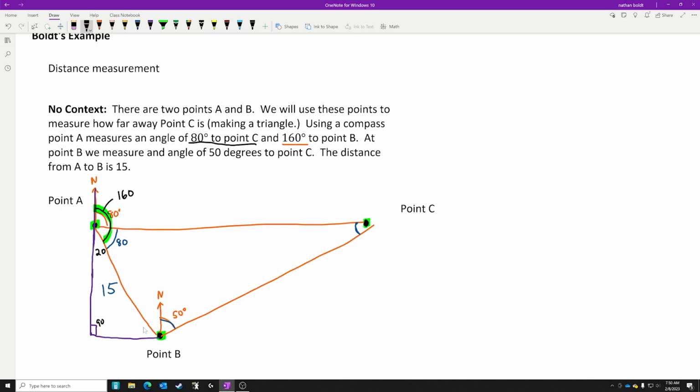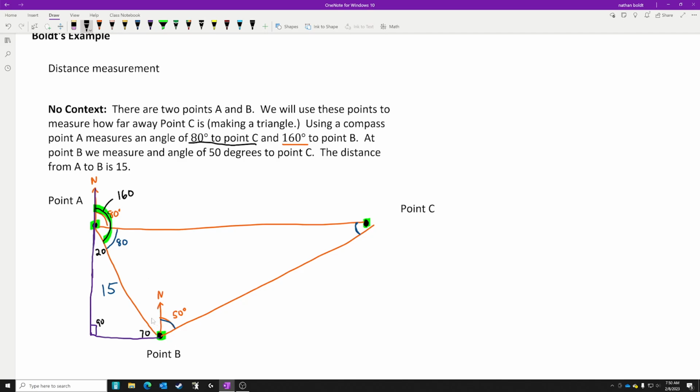That means I can find this angle down here. This must be 70. 70 and 20 makes 90, 90 and 90 makes 180. Again, we keep using this strategy that a triangle's angles have to add up to 180. All right, but I still haven't gotten my goal yet.